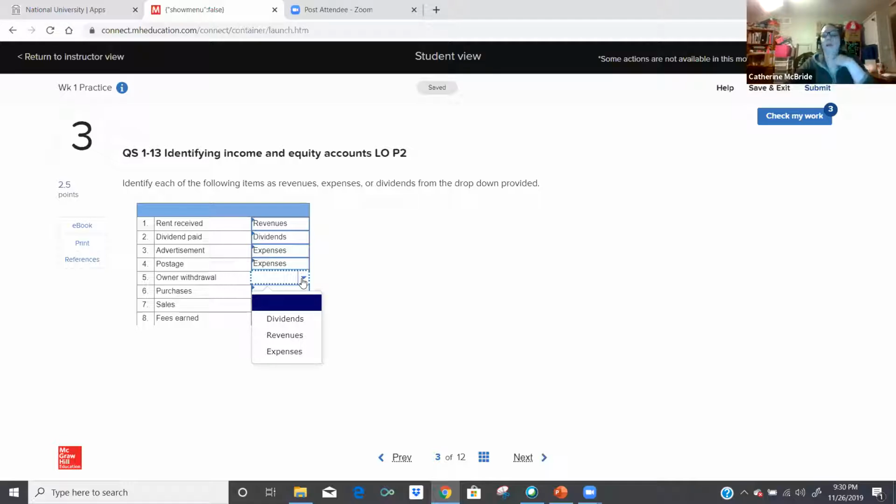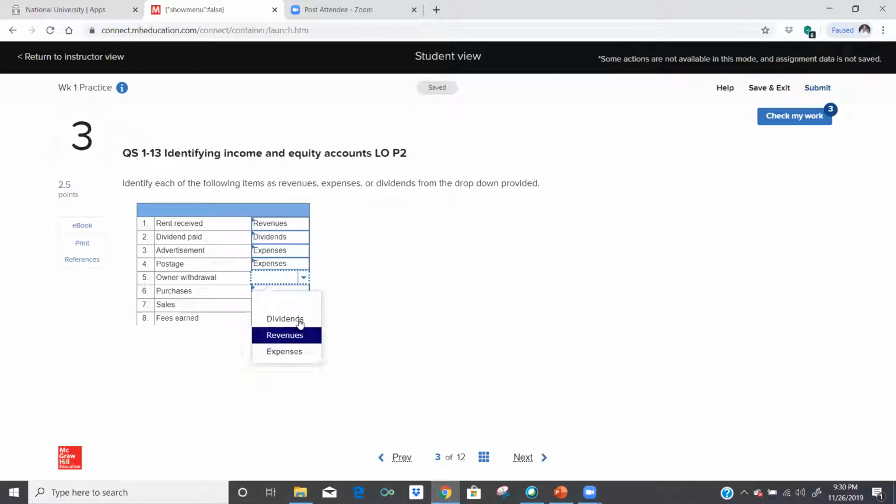Something that isn't part of operating the business, but we've taken out of the business. A dividend? It's a dividend. Yep.